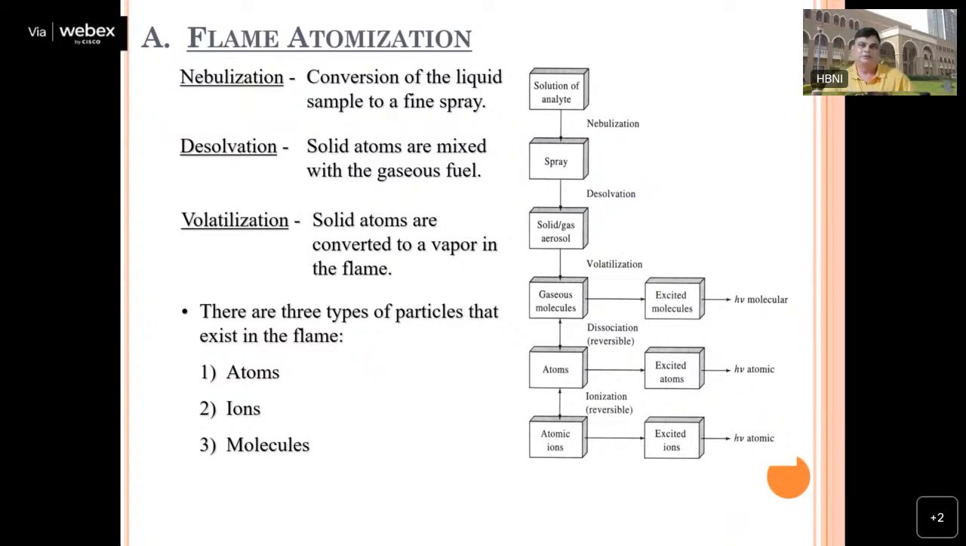I think we have already discussed this part. Basically, in flame atomic ionization, the first part is nebulization, followed by desolvation, and then volatilization. When you have volatilization, there are three types of particles that exist in the flame: atoms, ions, and molecules. So this is a sequential flow diagram by which you start with the solution and end with atoms or ions in the flame, used for the characterization as well as for the quantification of the elements.